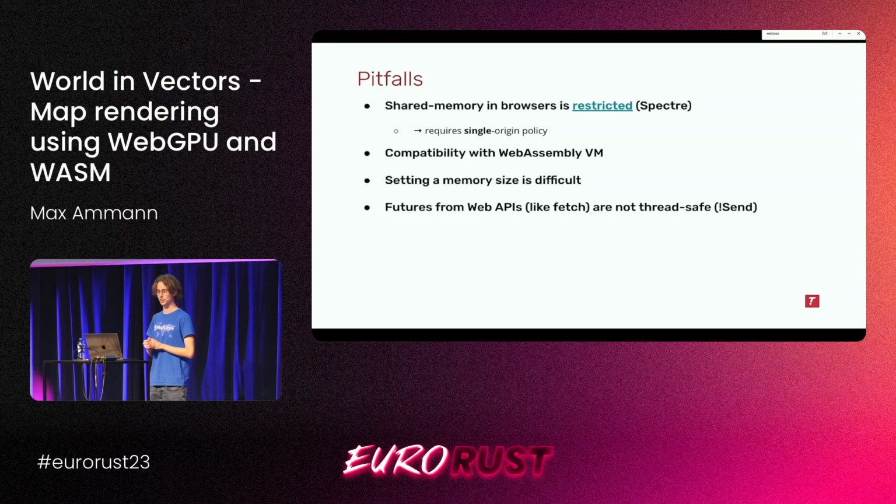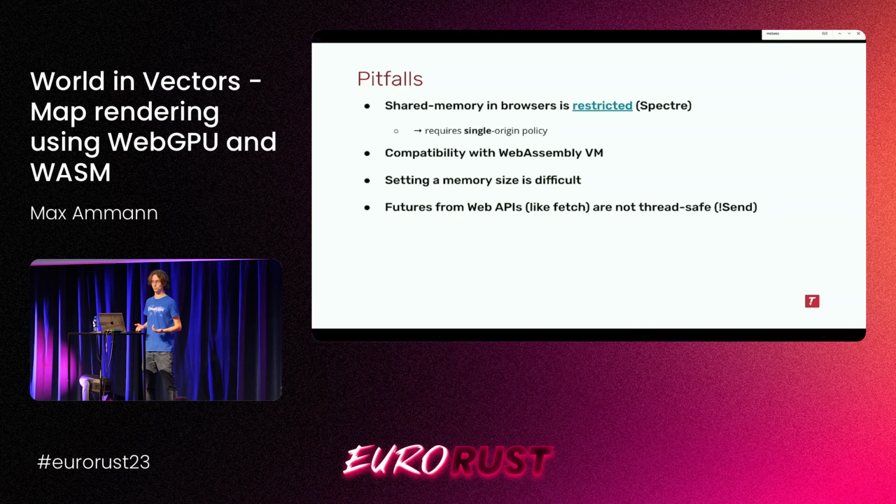One interesting limitation is that futures returned from web APIs are not Send. So if you, for example, call fetch and you get a future back and wrap that into some Rust future, then that is not Send. All futures from Tokio, for example, are Send, so you can share them between several threads. This is due to limitations in how browsers work, so you have to work around that.